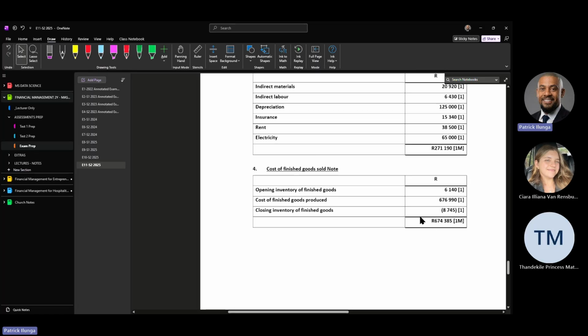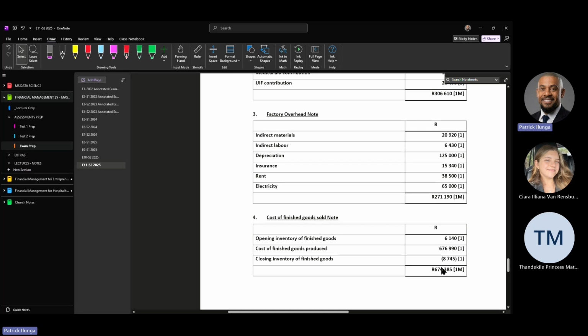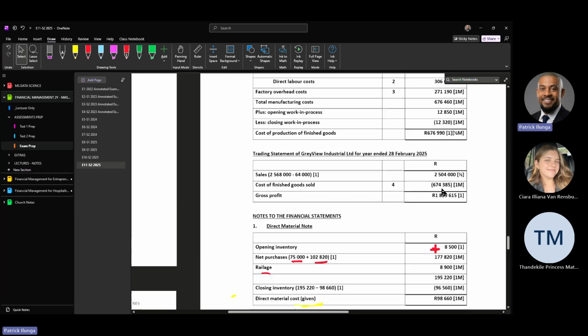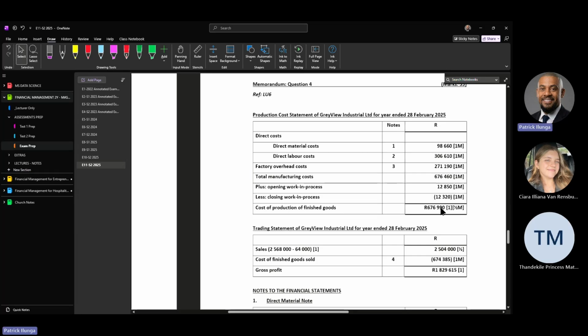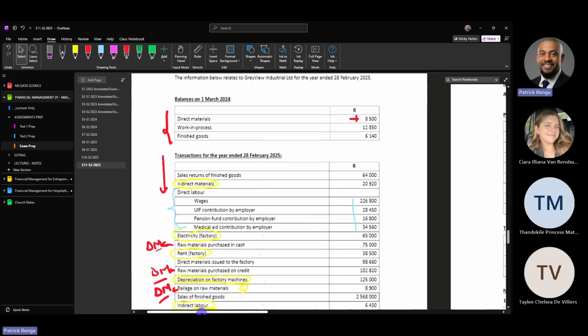So it is this finished goods sold that you are going to use in your trading. You are not going to use the goods produced, the total production. You're going to use what was sold. And that's the reason why you need to do sales. And when you do sales, you must do sales minus any sales return. So if they provide you a sales return, you need to minus it.